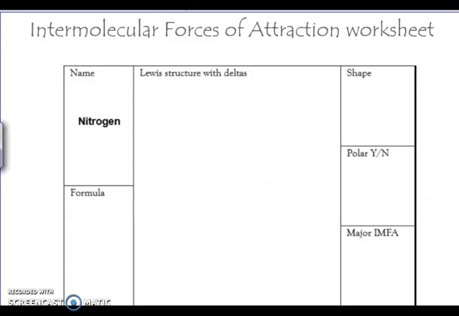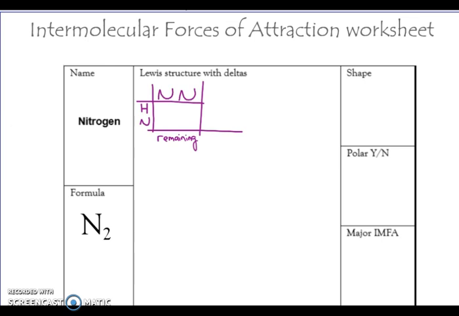So let's take a look at this worksheet, the Intermolecular Forces of Attraction worksheet. The first compound we have is nitrogen. The formula for nitrogen is N2. So when we do the Lewis structure, we have to talk about our have-needs. So we do our have-needs analysis. Each nitrogen has 5 valence electrons. Each nitrogen atom requires, or needs, 3. So we have a total of 10 electrons to work with. We're only bonding with 6. That means we have 4 remaining left over that are unused.